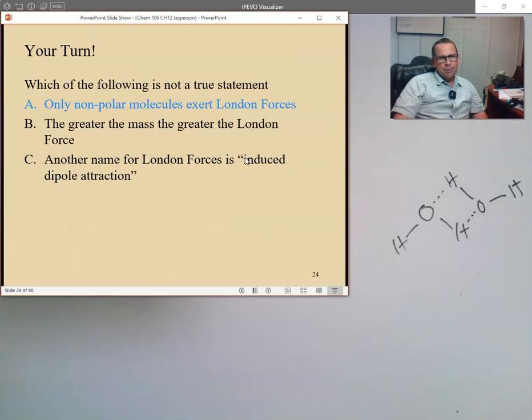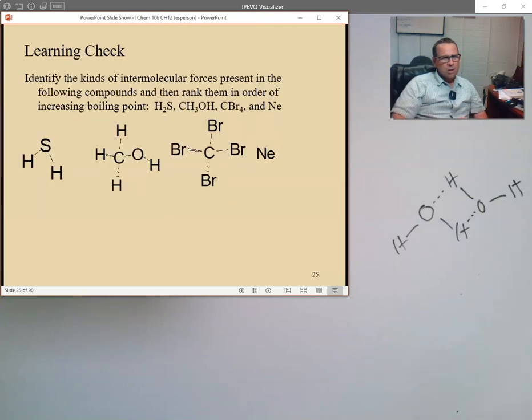Okay, good. How about this question here? Can we identify the kinds of intermolecular forces present in the following compounds and then rank them in order of increasing boiling point? Okay, I'm going to break you guys up into groups here, and we're going to let you talk about this for probably just about 2 minutes.